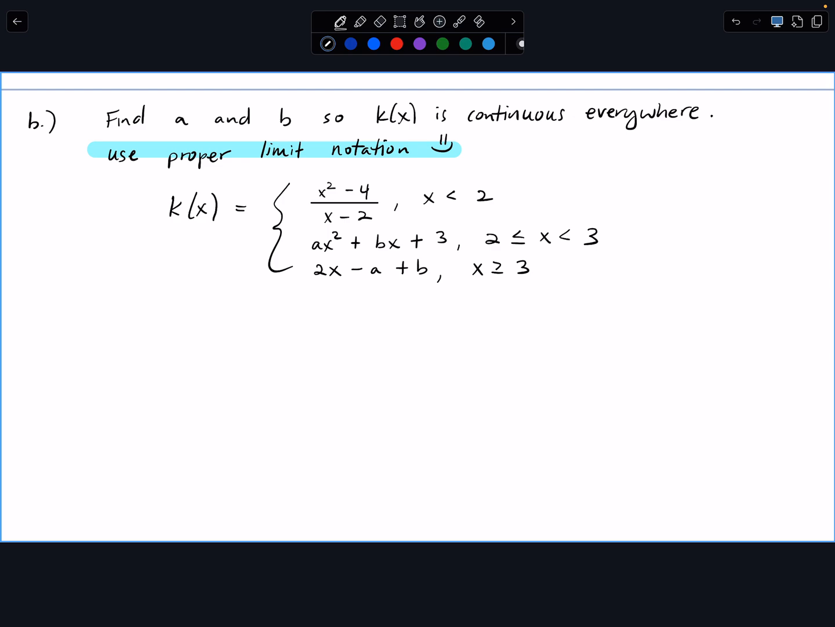So what I want you guys to understand is if it's continuous everywhere, remember I told you guys to find if it's discontinuous, you look where the function breaks, correct? Where does a function break? Here. 2 and where else? 3?